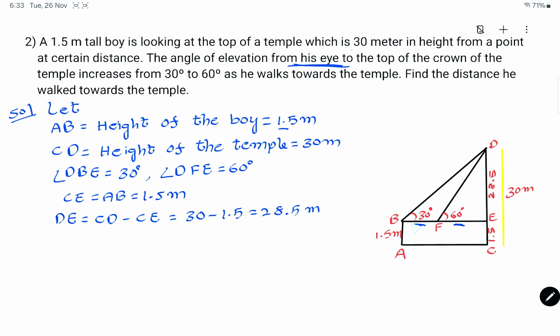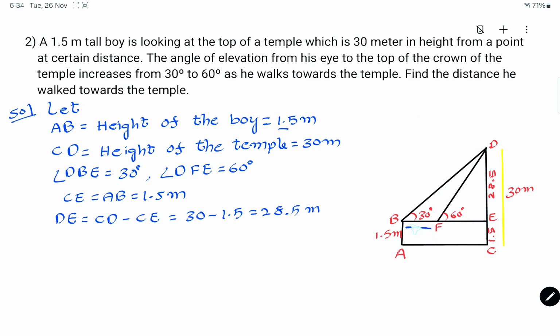Here we take the angle of elevation from B. Why do we take it from B? Because the angle of elevation is from the boy's eyes. Otherwise, if in the question the angle of elevation is from the boy's foot, then we take it from A. I think you understand the question. Here we need to find the distance of BF.